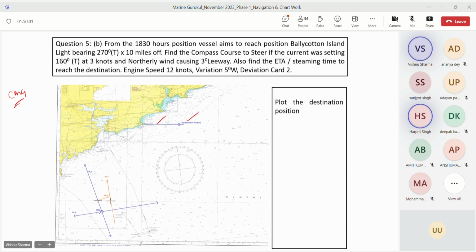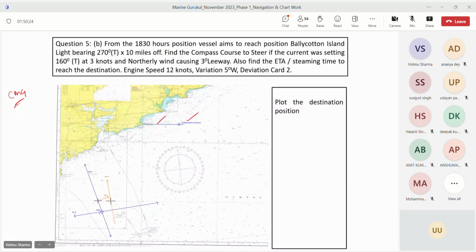Sir, we don't have the destination time in the question. We don't know how much time we have to reach there. So we'll make the triangle, but you do not know the time. A to B gives you CMG. That is correct. AB gives you distance made good. That is also correct. But you do not know in how much time this distance is to be made good.